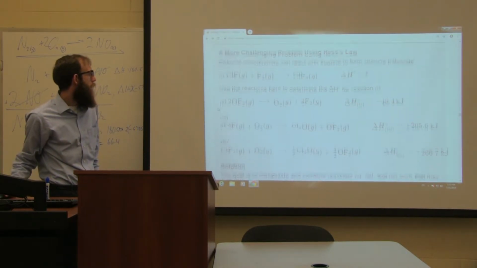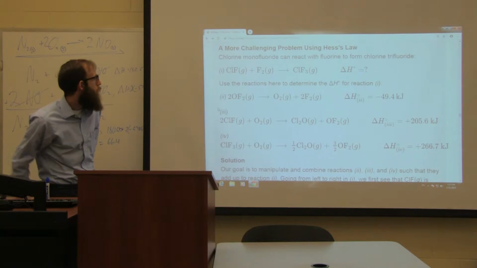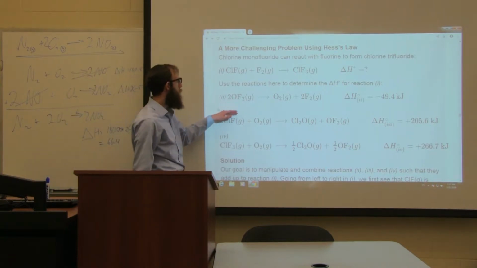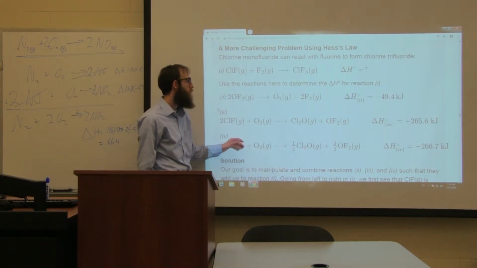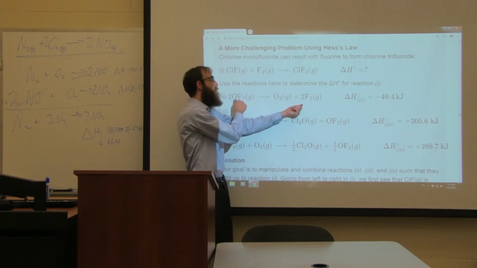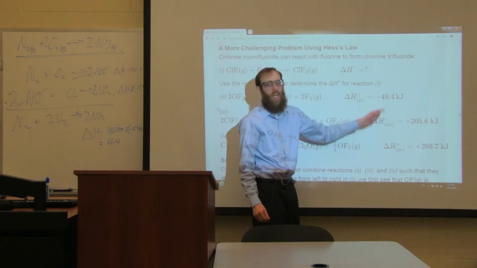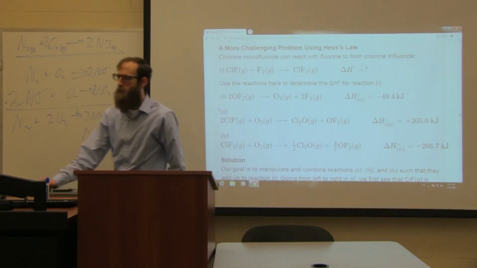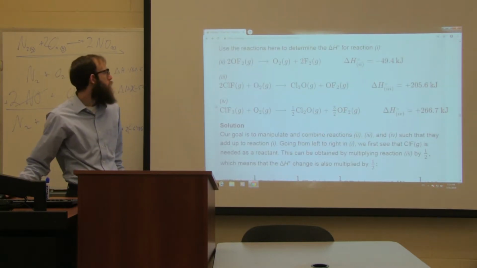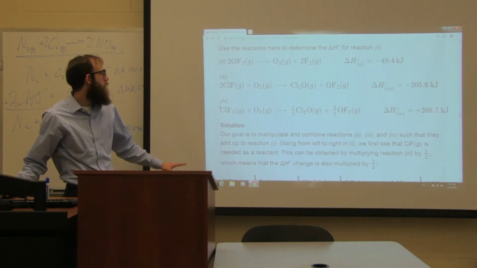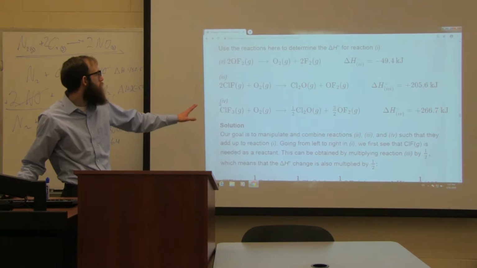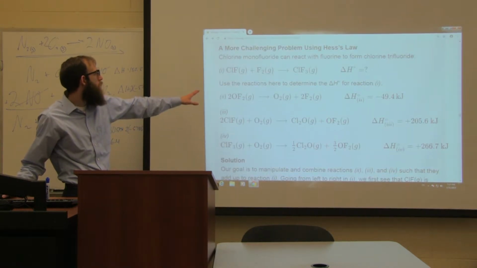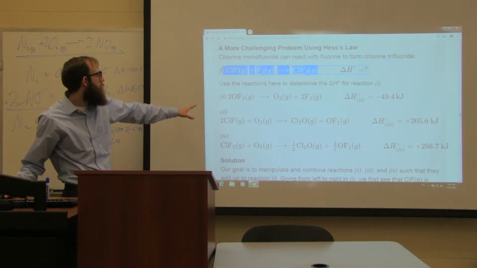Okay, now we can make this more complicated. We can talk about multiple reactions. We may have to flip the reaction, and in flipping it, we would change the sign. So it's going to be on you to look a little bit deeper into this, to manipulate these sorts of equations to determine the overall enthalpy of a bigger example.